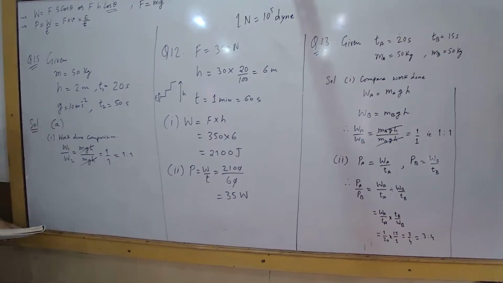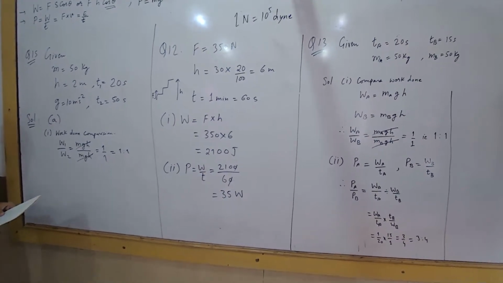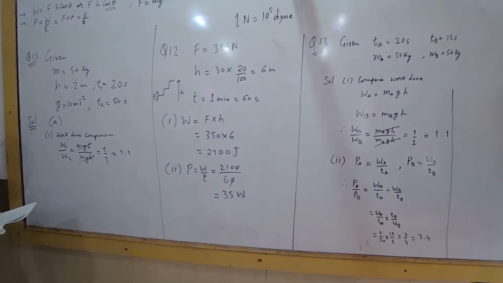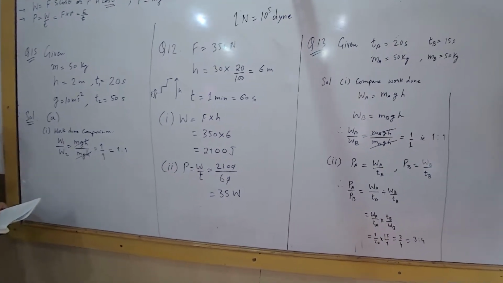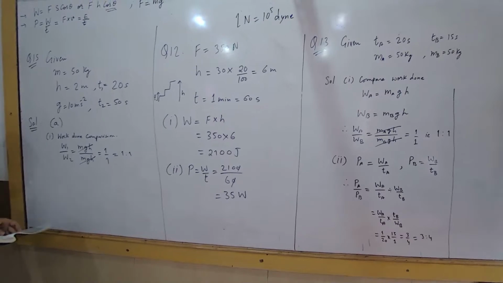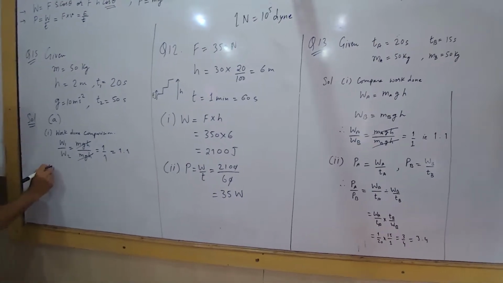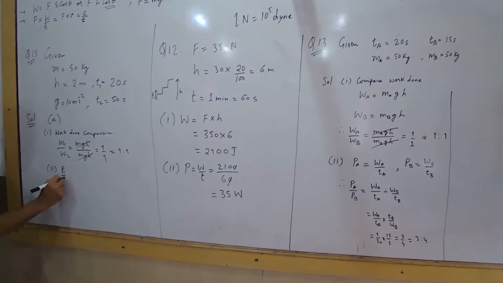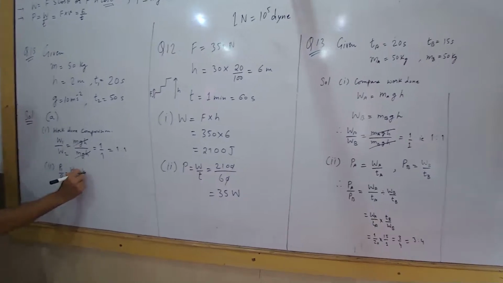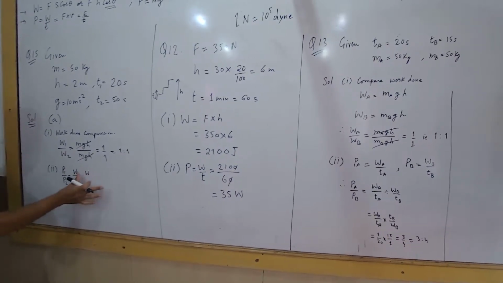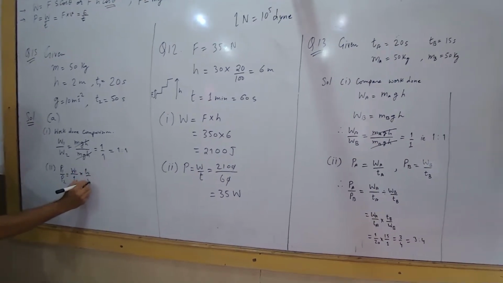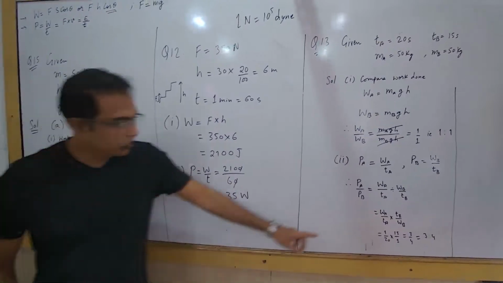Okay? Work done comparison is done. Next is power. Compare the work done and power developed. Second is the power comparison. P1 by P2 is W1 by P1 into, divided by, P2 by W2. So I've gone directly to this.